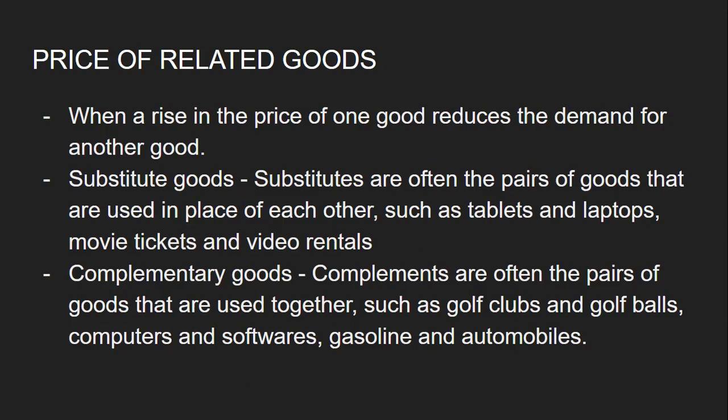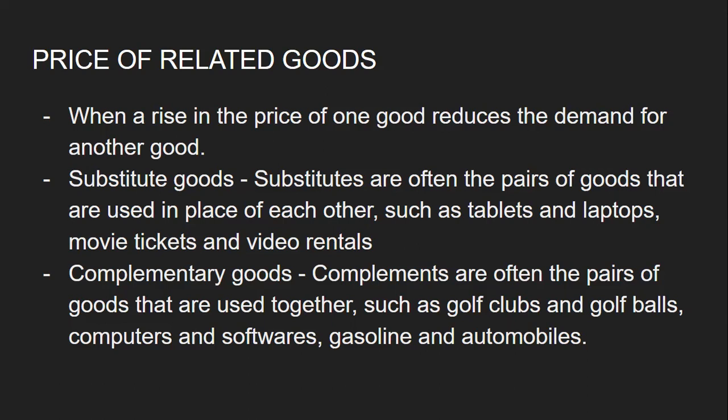Substitute goods are those goods which are often used in place of each other, such as tablets and laptops. Whenever there is a fall in the price of tablets, there will be an increase in the quantity demanded of tablets because of the law of demand. Since people are purchasing tablets, there will be a decrease in the demand for laptops, which can be shown graphically as a leftward shift in the demand curve for laptops.